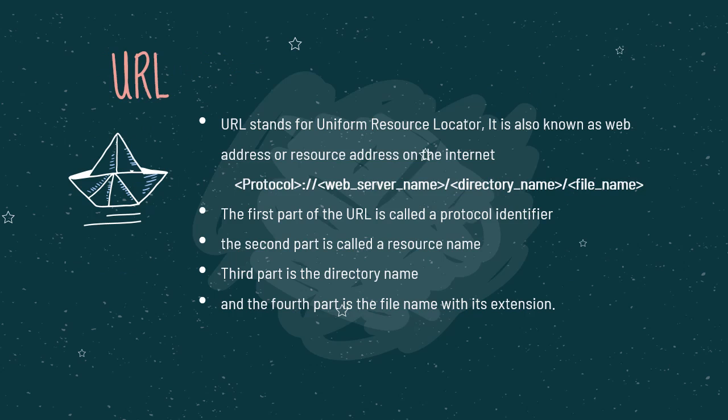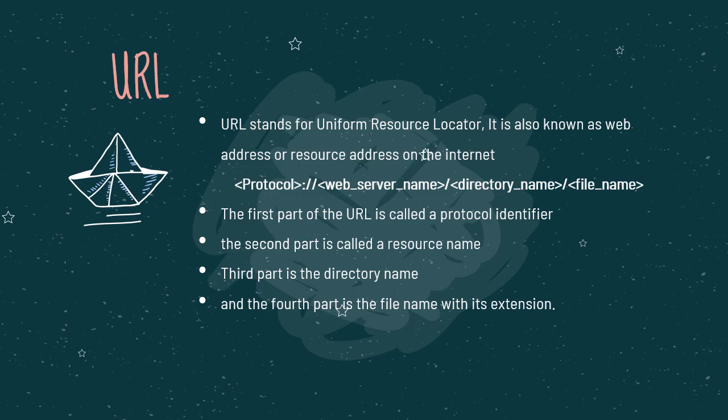First one we are going to see is the URL. URL stands for Uniform Resource Locator. It is also known as the web address or resource address on the internet. How we can identify a particular resource we are searching for is denoted by this URL. Below you can see a basic example of a URL. First you can see a protocol, then the web server name, in which server our page is located. HTTP is only one protocol.